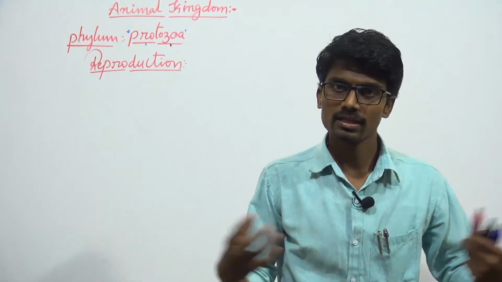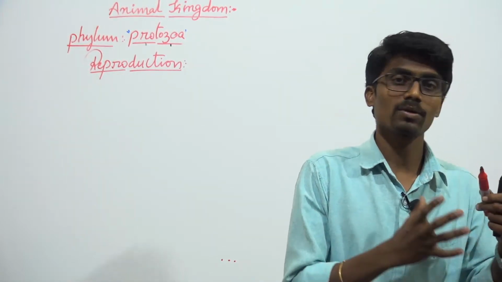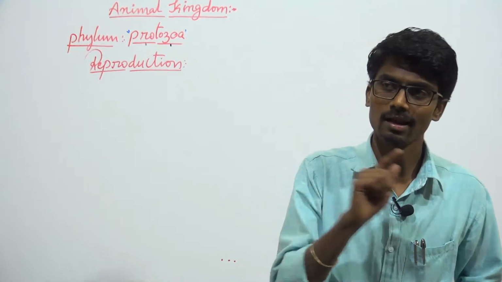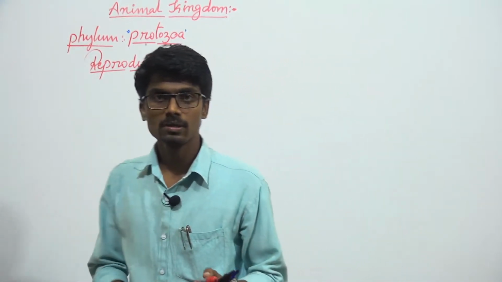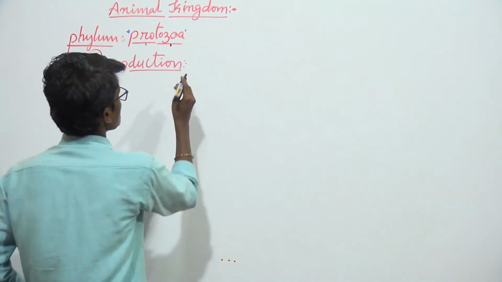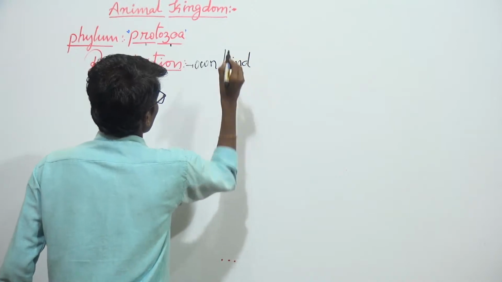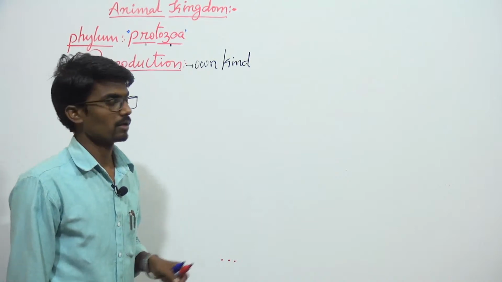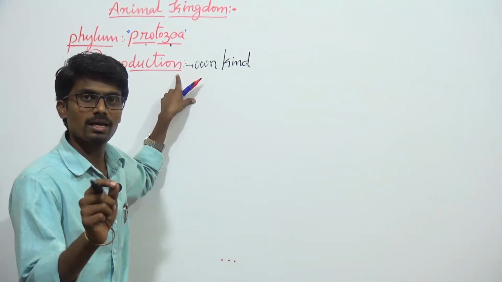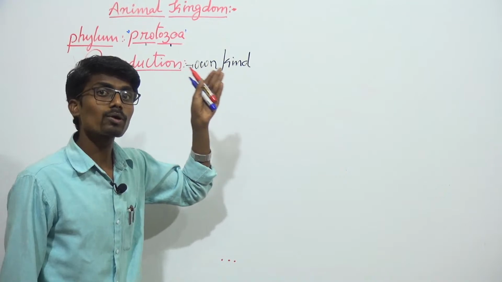You are breathing, you are digesting the food material, you are exchanging the gas molecules, and there is digestion, absorption, excretion, and the nervous system, all kinds of physiological processes. Like that, reproduction is one. It is a biological process in which the organisms produce their own kind. That is known as what? Reproduction.